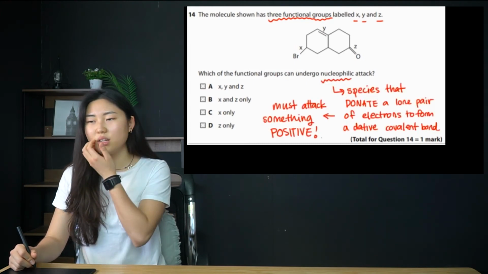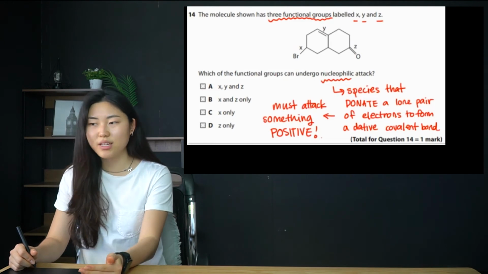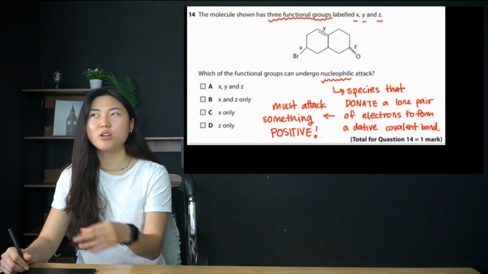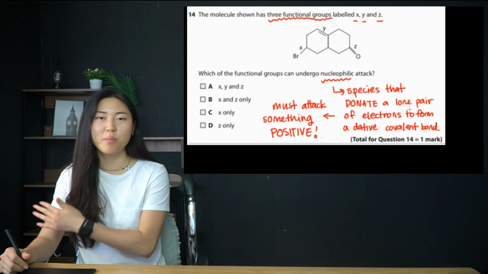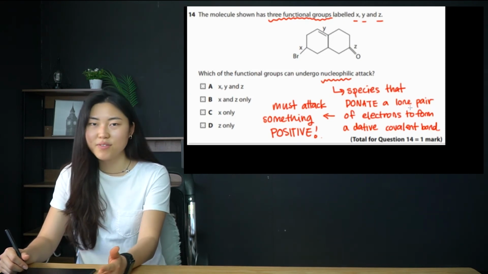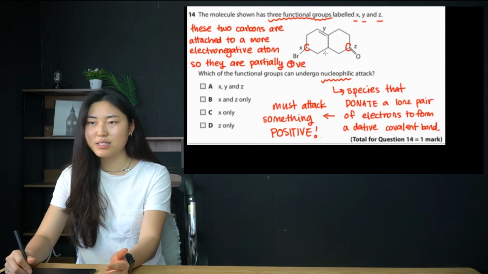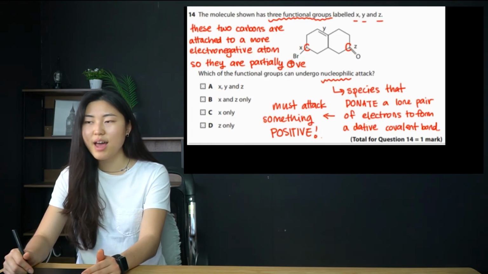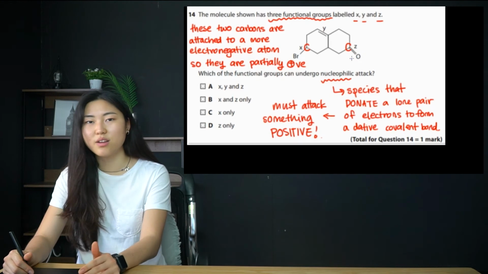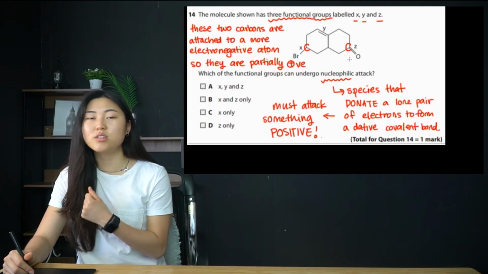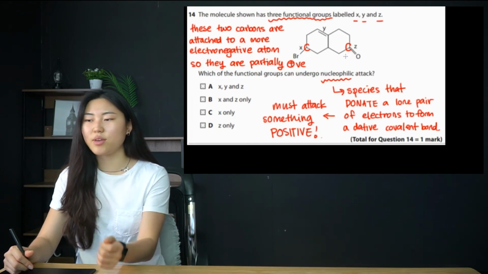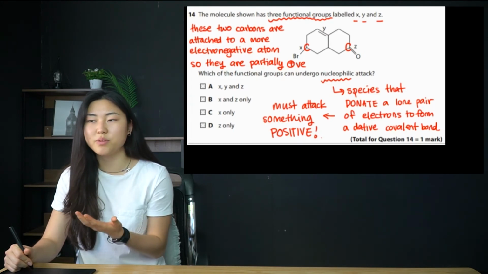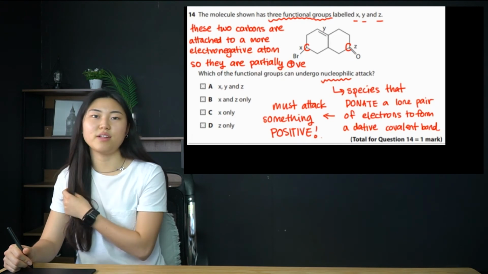Okay, so first of all, nucleophile. So nucleophiles are species that donate a lone pair of electrons to form a dative covalent bond, right? And meaning that if they have a lone pair, they're going to be a little bit more negative, right? Meaning that they're going to be attracted to something more positive. So they must attack something more positive. So let's look at these carbons. These 2 carbons are attached to a more electronegative atom, so they are partially positive. So bromine and oxygen, these are more electronegative atoms than carbon, so they're going to draw the electrons toward themselves from the covalent bond that they have, okay? So making the carbon there a little bit more positive, meaning that they're going to be susceptible to the attack of nucleophiles, right?